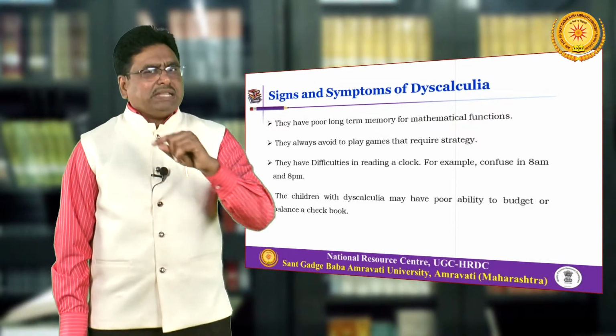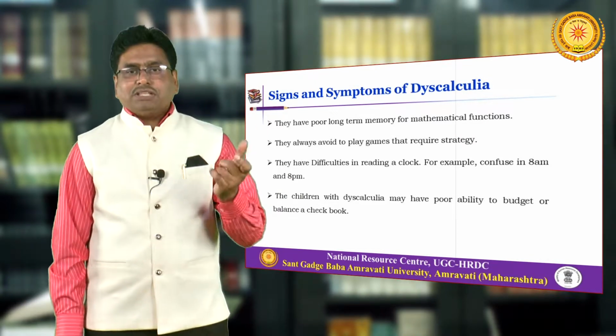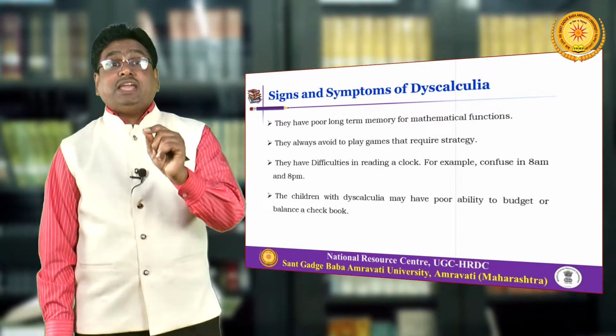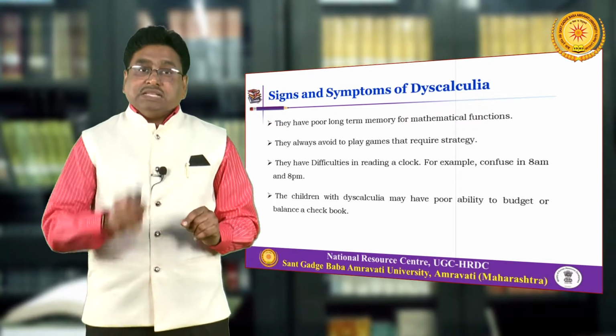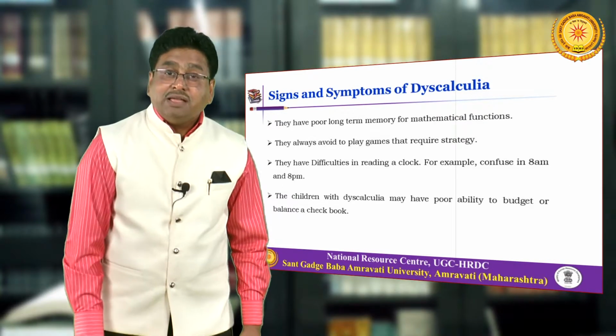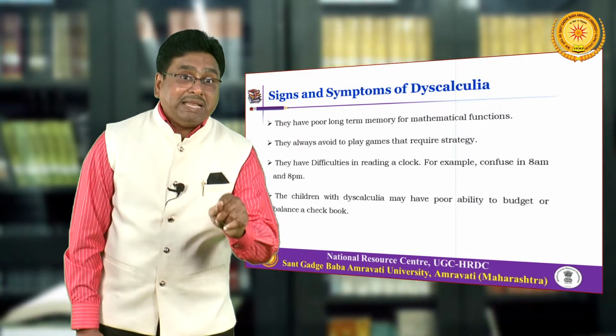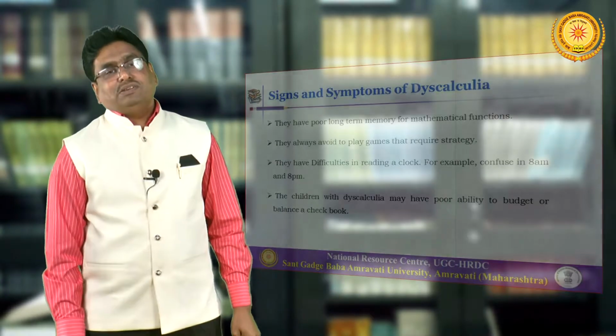They have difficulties in reading a clock. For example, they confuse 8 AM and 8 PM. Children with dyscalculia may have poor ability to budget or balance a checkbook. These are the signs and symptoms of dyscalculia.